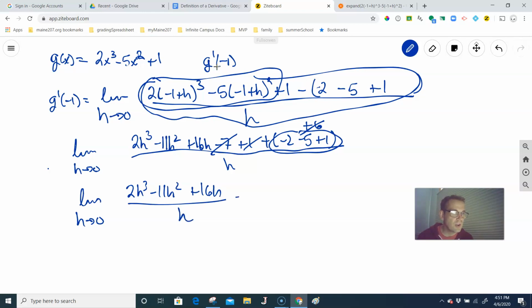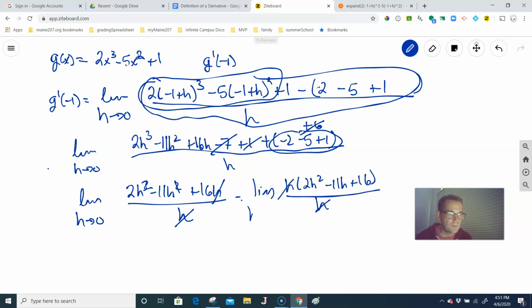I can use that trick, or I can just factor out, like this is the trick I'm talking about. H goes away, you go away, you go away, and then you become squared. So if you don't like that, factor that h out. You have 2h squared minus 11h plus 16 all over h, and these cancel out. H is going to 0. I can plug in 0 now. If I plug in 0, this is 0. If I plug in 0, this is 0, and this is just plain old 16. So I know that the instantaneous rate of change when x equals -1 is going to be 16.